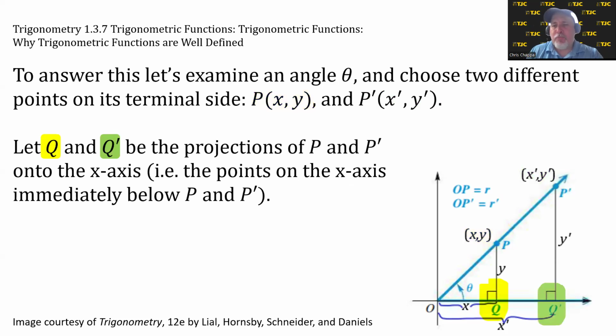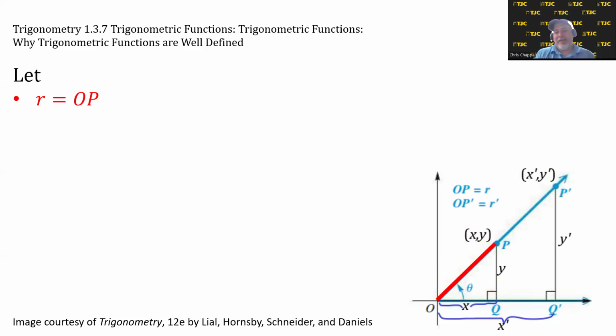Let Q and Q prime be the projections of points P and P prime onto the x-axis. In other words, the points on the x-axis immediately below P and P prime. We're going to let r be the distance from O to P, and r prime be the distance from O to P prime. The next 4 we're not letting be anything; they're just a consequence of how we wrote the coordinates for P and P prime.